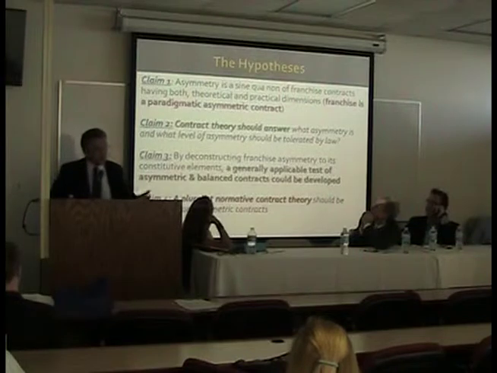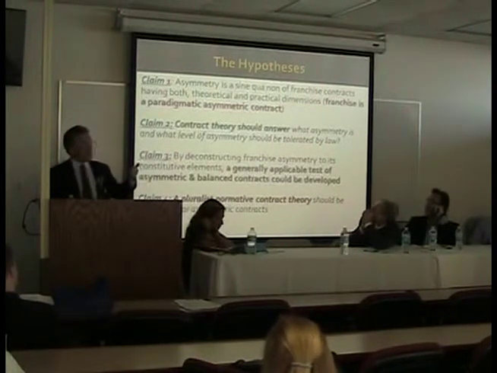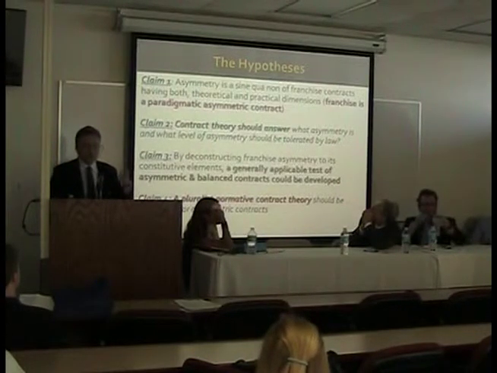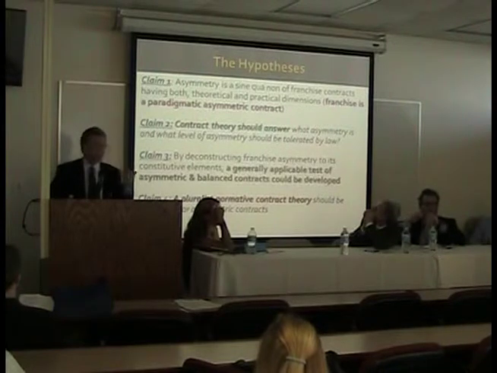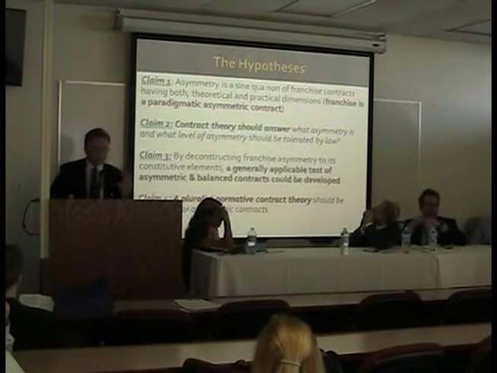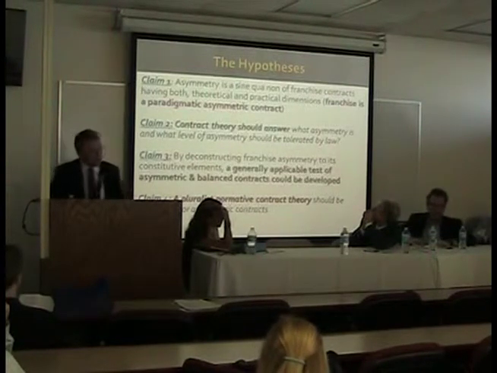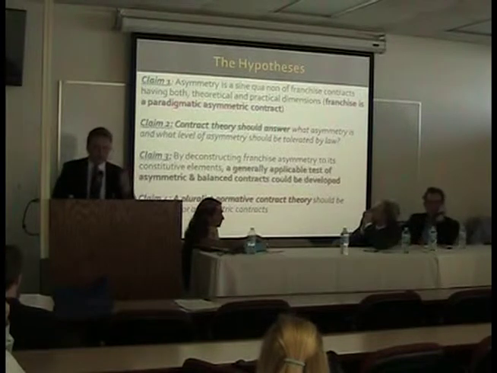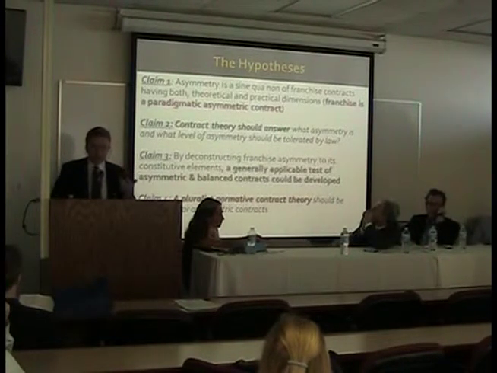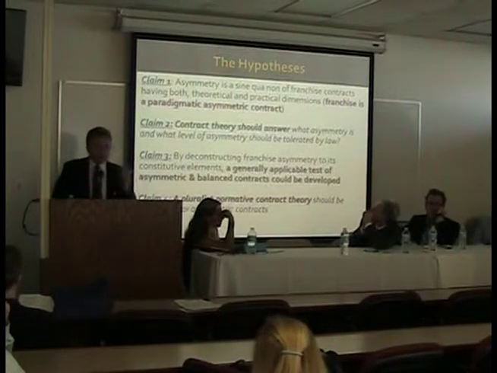And I have a number of hypotheses. One of them is that I do think that franchise is a paradigmatic asymmetric contract. In other words, you don't really have franchise without a certain level of asymmetry, irrespective of the fact that we don't necessarily know exactly what is meant by asymmetry. But it's clear, if you go through the literature and cases, that some level of asymmetry, meaning that essentially the franchisor is in a position to dictate many, many things and has heavy controls, is accepted.